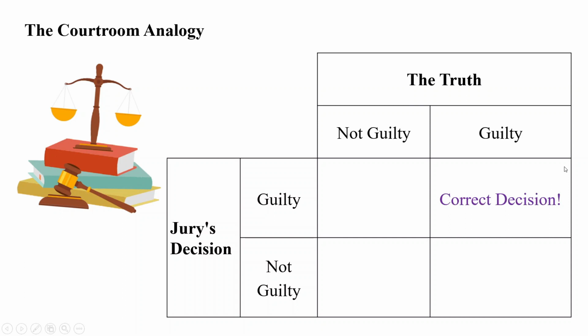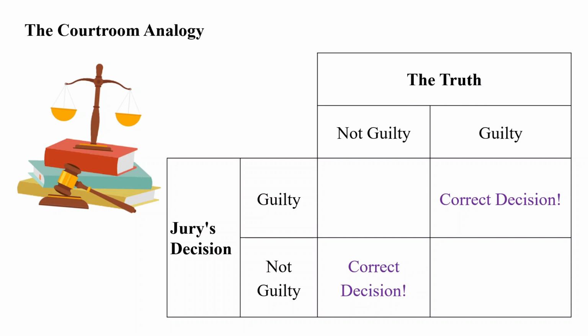So if the truth is you are guilty and the jury decides you're guilty, well, that's a correct decision that we like to see, right? Same thing if you're not guilty and the jury decides you're not guilty. We also love to see that decision. Ideally, this is how our courtroom and our justice system would work. If you're guilty, the jury decides you're guilty. If you're not guilty, the jury decides you are not guilty.